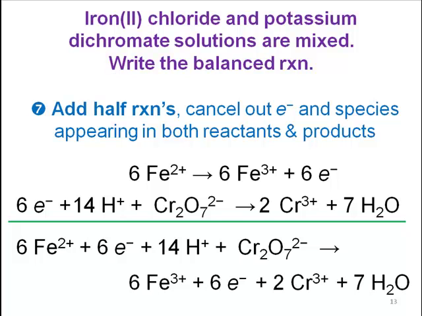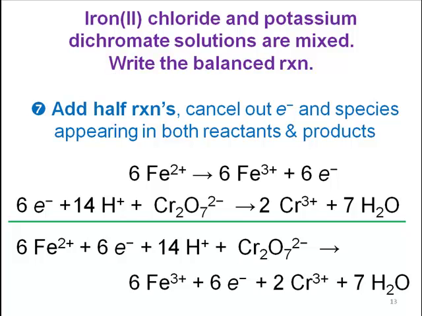So here's what's on the reactant side: 6 Fe plus 6 electrons, this and this, 14 H's, Cr2O7. And then on the product side, 6 Fe, 6 electrons, the chromiums and the waters. So it's going to be a long equation before we cancel anything out. We haven't canceled anything out yet. But just like in math, anything that's on the left side and the right side will cancel out if it's the exact same thing.